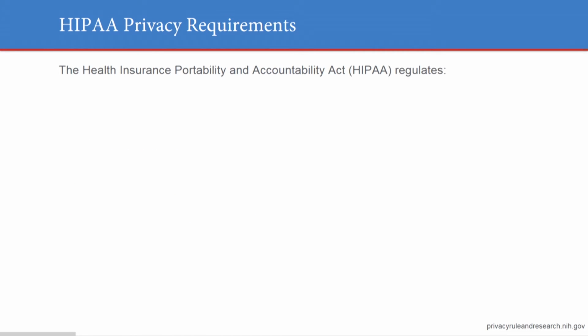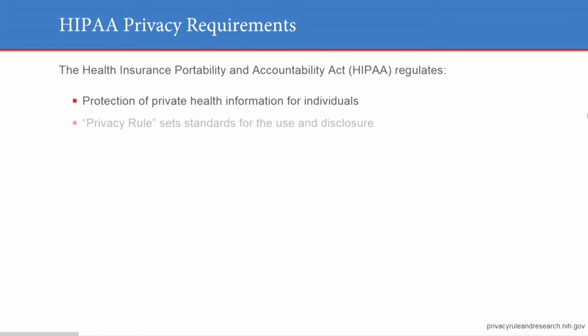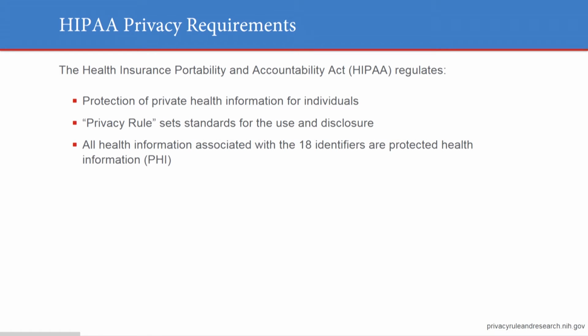The Health Insurance Portability and Accountability Act, also known as HIPAA, regulates the protection of private health information for individuals. The HIPAA privacy rule sets standards for the use and disclosure of such information. All health information associated with the 18 identifiers are protected health information, or PHI. The 18 PHI identifiers are listed here.